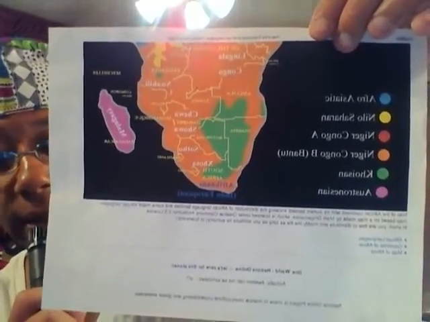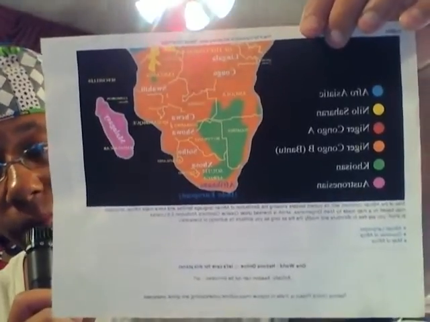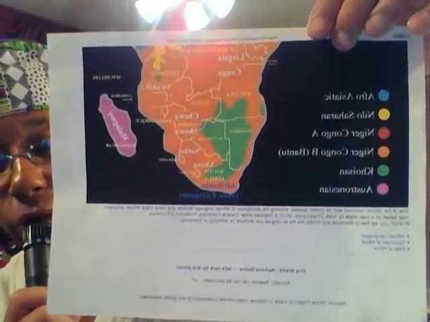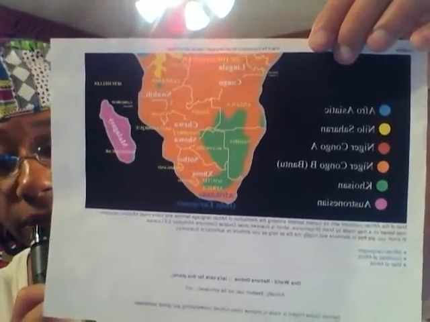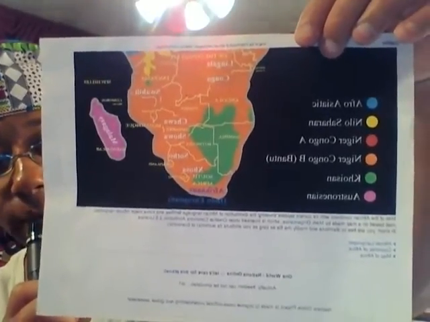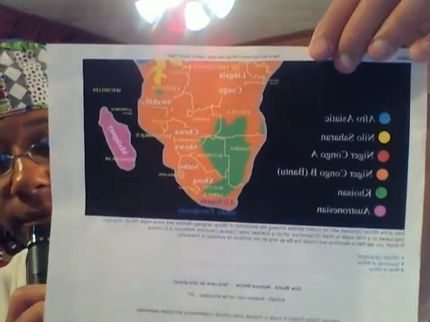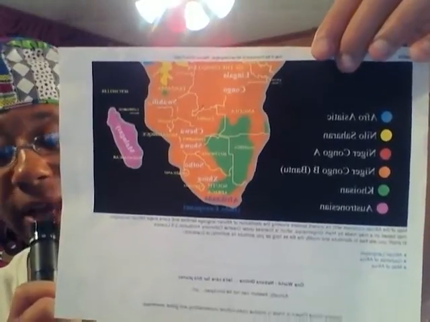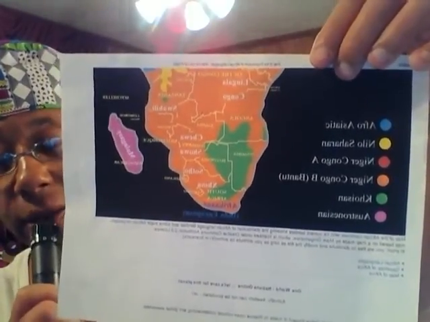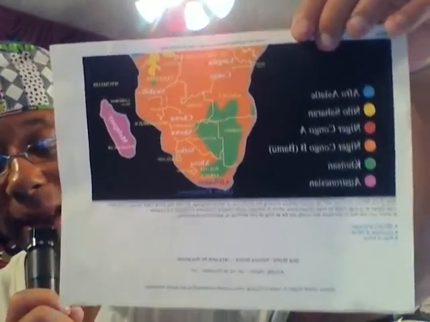Now, over there on the island of Madagascar, that purple, lavender color, that's the Austronesians. The Austronesians are the people that live in Indonesia. They left Indonesia, migrated, and settled on the island of Madagascar and colonized it. They are not the original inhabitants of the island of Madagascar.